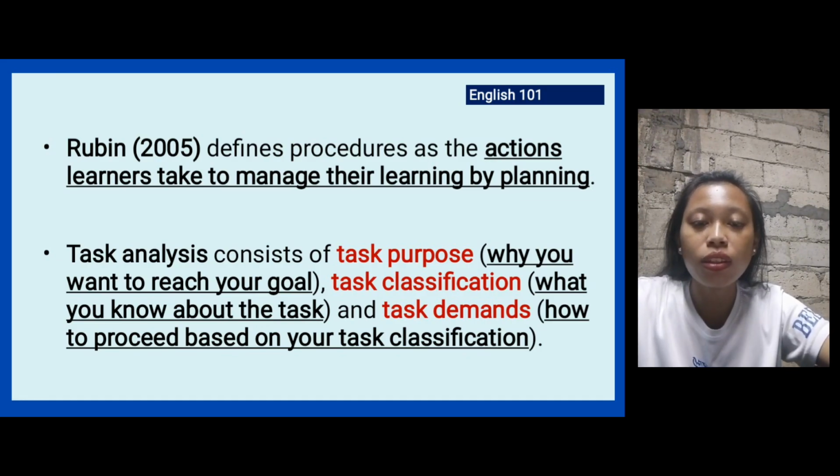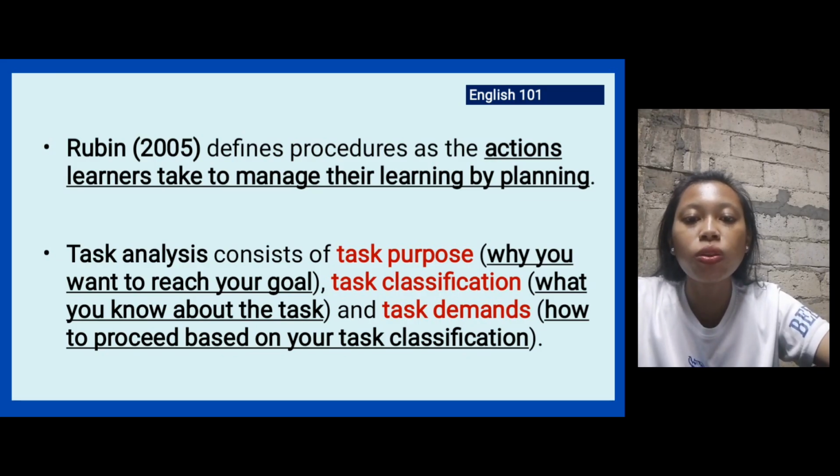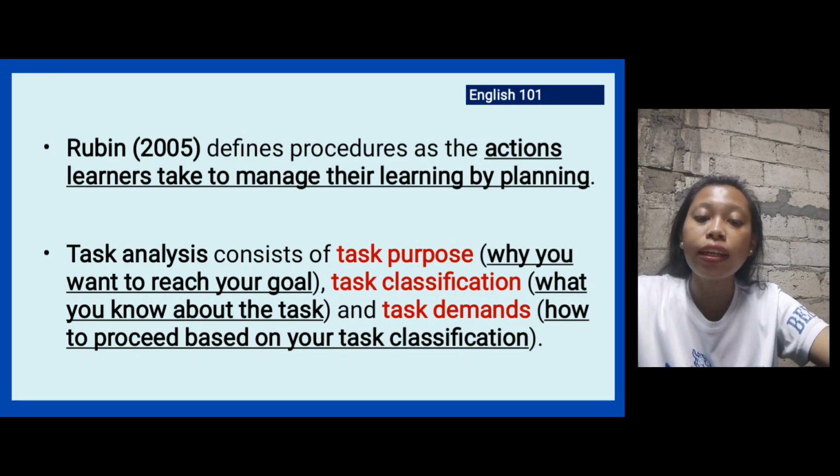Task analysis consists of task purpose, why you want to reach your goal. Task classification, what you know about the task, and task demands, how to proceed based on your task classification.